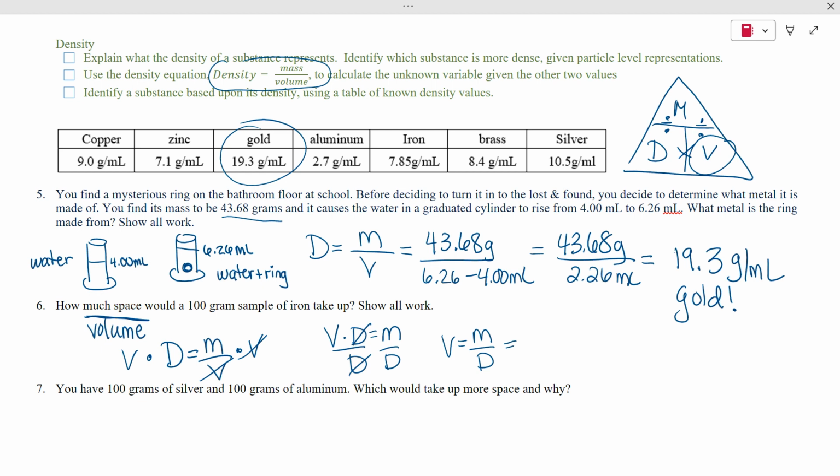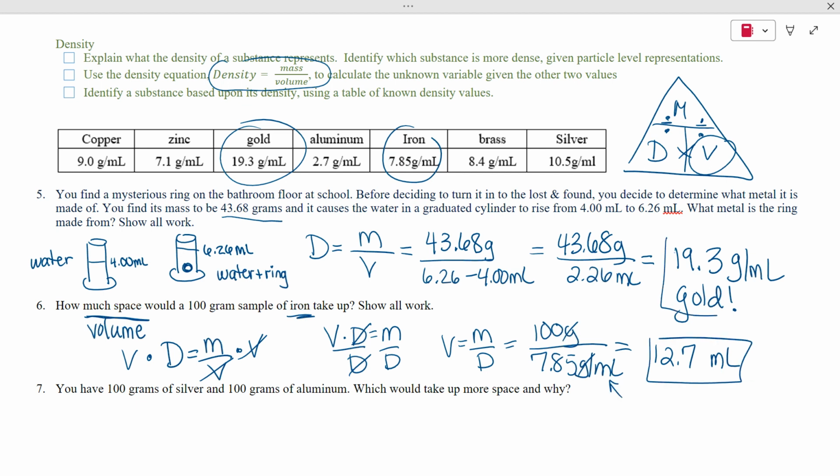Okay, so my mass is 100 grams. My density of iron is 7.85 grams per milliliter. So it's 100 divided by 7.85, and then my answer is going to be 12.7, and that's my volume in milliliters. That's the unit we're using there. So that is how much space my iron will take up.